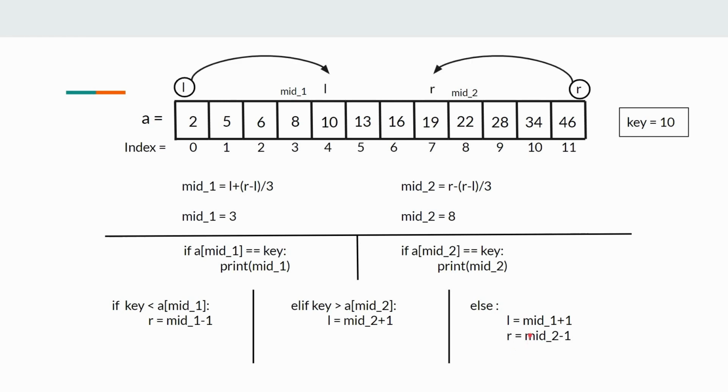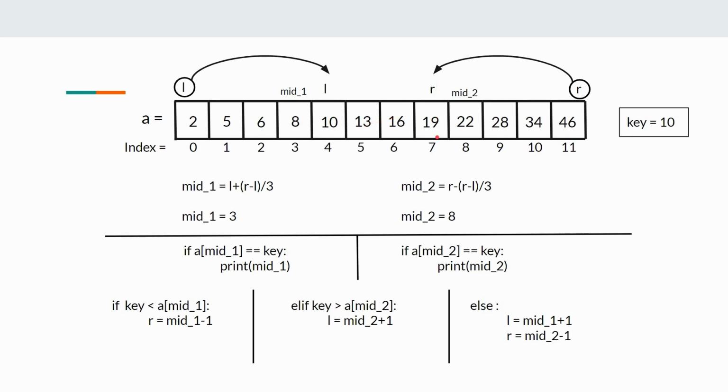So what is happening is L is mid plus 1. So this L is going one index after mid 1. Your R is mid 2 minus 1. So R is coming one index before mid 2. So now our L is here and our R is here.